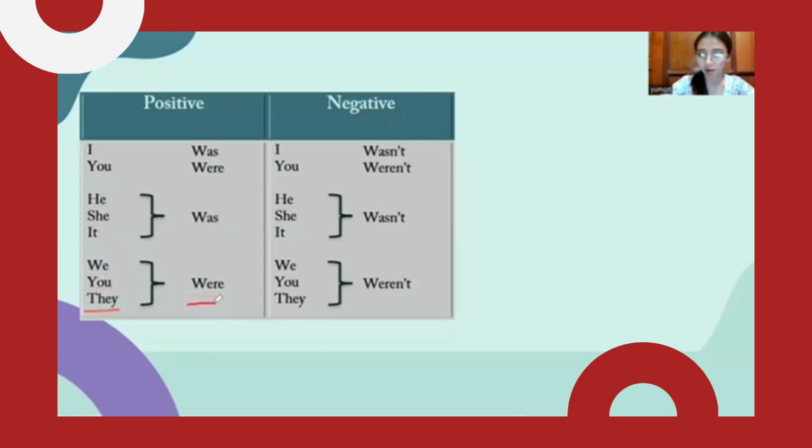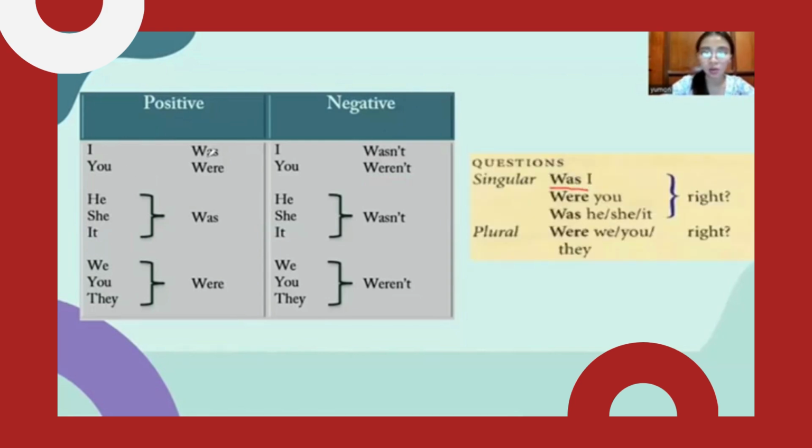And for the negative sentences, it's very simple. You just have to put not after was and were. As for the short forms, we use wasn't or weren't. And for the questions, we ask: was I? Were you? Was he? Was she? Was it? And for plural nouns, we use: were you? Were we? Were you? Or were they?